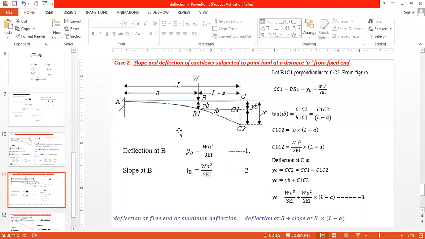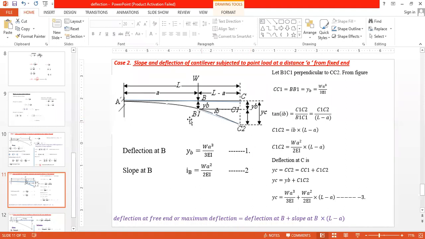Now, if it is straight from here, then the slope at this location is the same as the slope at this location. It is curved up to here, but after the load it is straight. If it is a straight line from here, then the slope at this location is equal to the slope at that location. That is, the angle made by the tangent at this location is the same as the angle made by the tangent at that location.